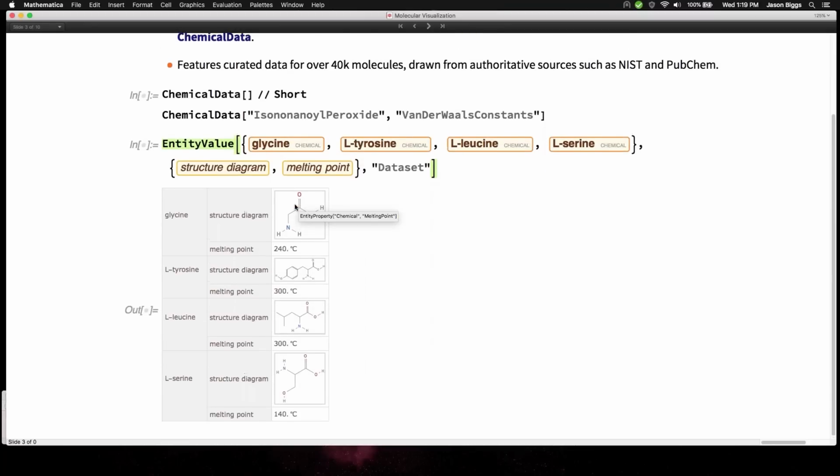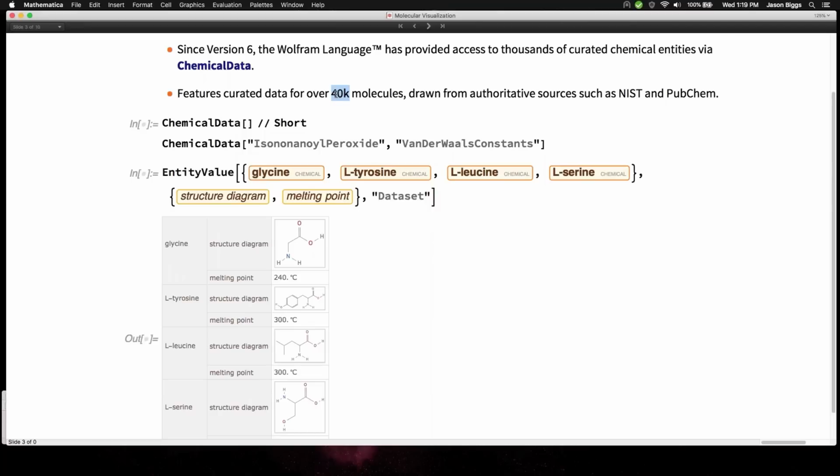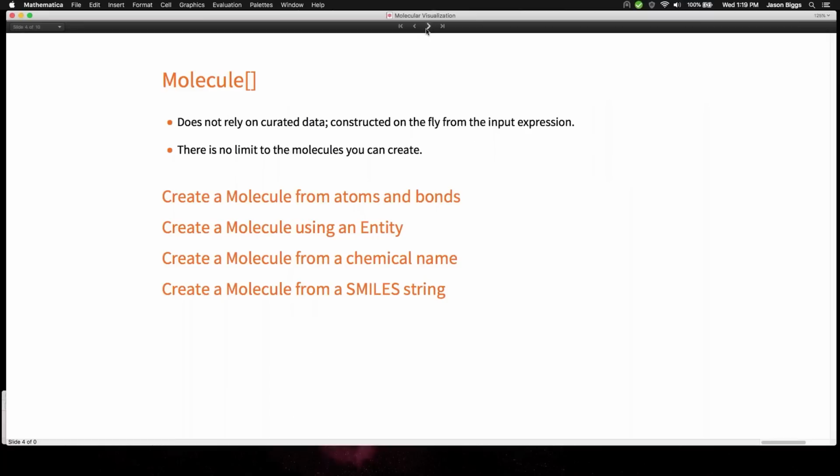This takes you a certain distance, but once you get past these 40,000 molecules, you need to move on. We've got plans to increase the size of this to 1 million, 2 million, but even that is just a drop in the bucket compared to the size of chemical space. So in order to get properties for any molecule you could think of, you would need to be able to create them on the fly and query them for properties. And so that's why we introduced the Molecule.